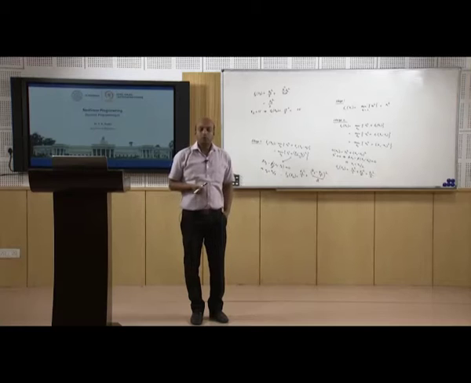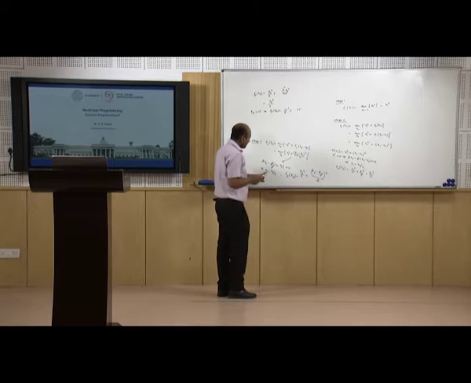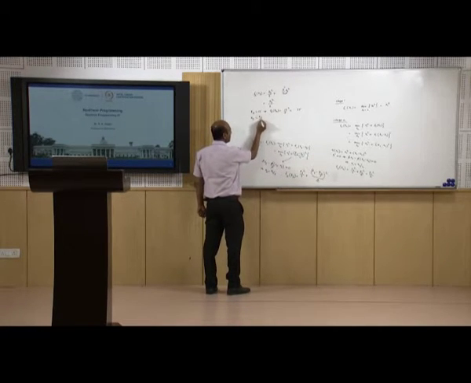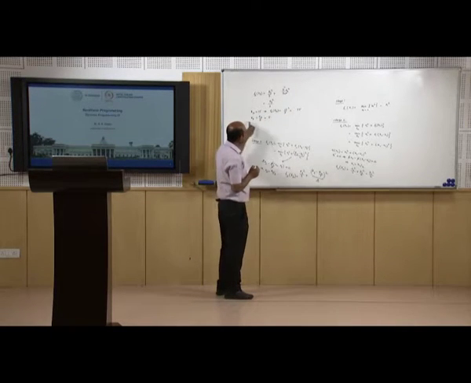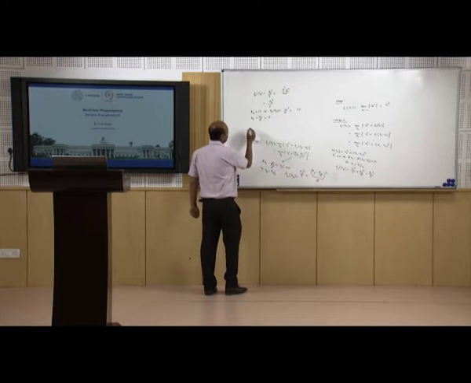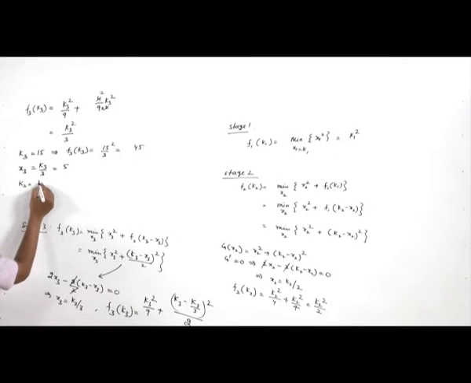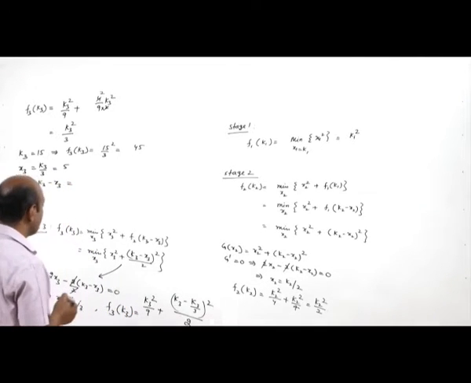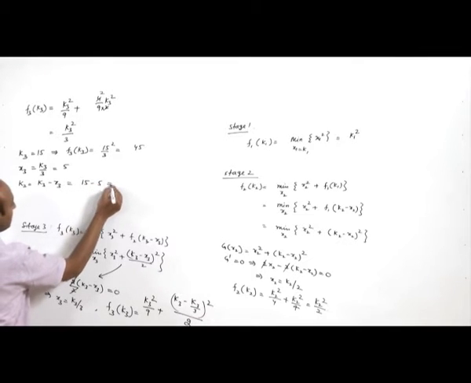Now, at which points? For what values of x1, x2, x3? So x3 is k3 by 3 and k3 is 15, so it is 5. Okay. Now, x3 is 5. Now, k2 is k3 minus x3. Okay. So, it is 15 minus 5, that is 10.